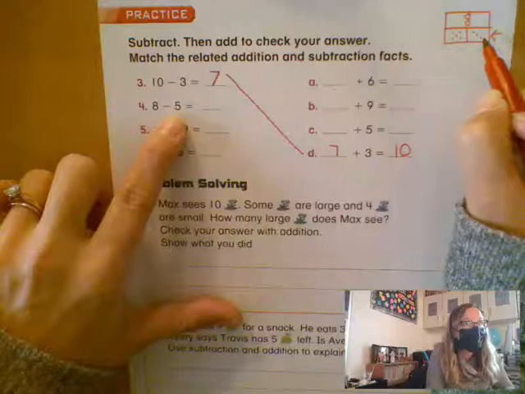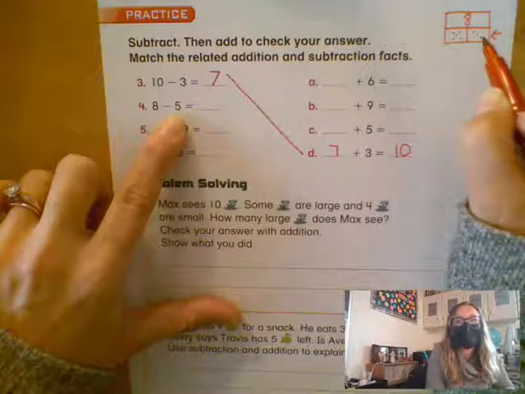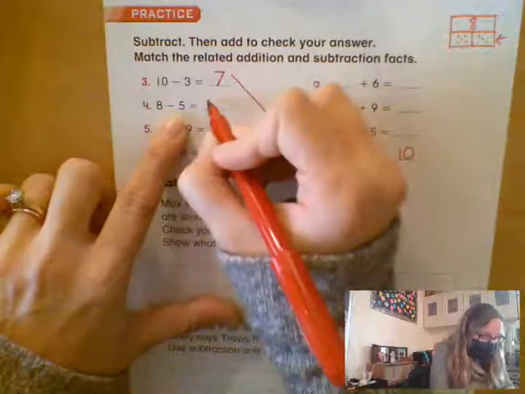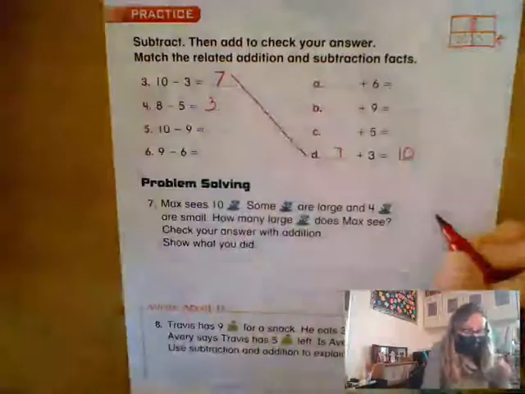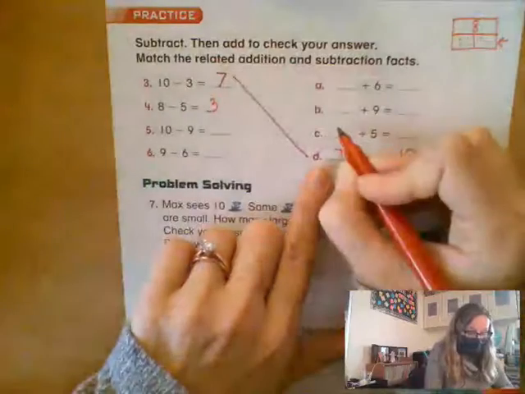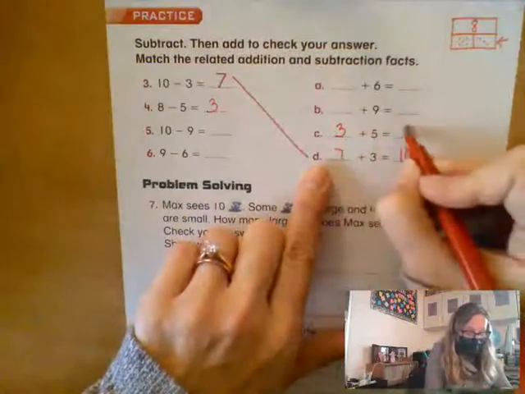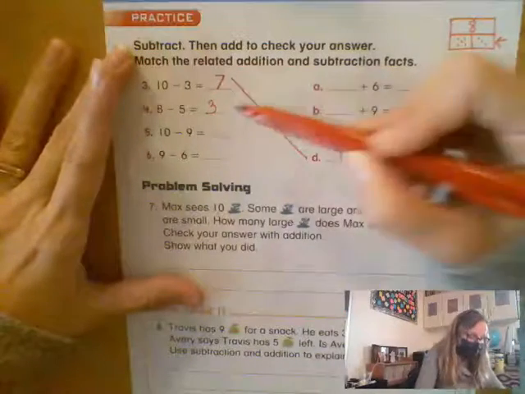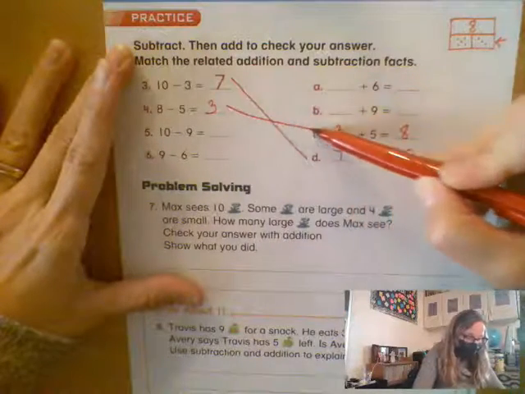Connor? 3. Yes. 1, 2, 3. So 8 take away 5 equals 3. And that works because 3 plus 5 equals 8. So fill in those numbers and then connect these two equations.